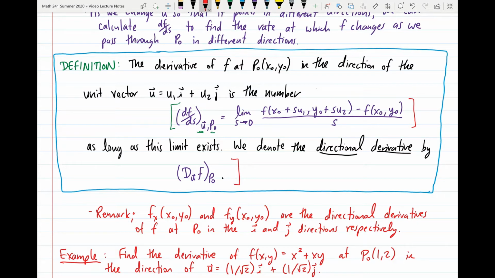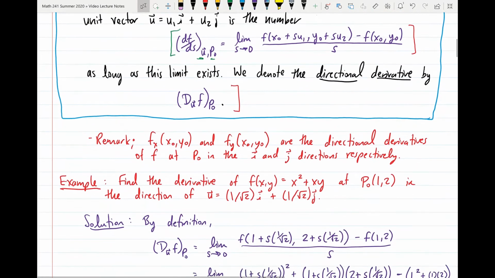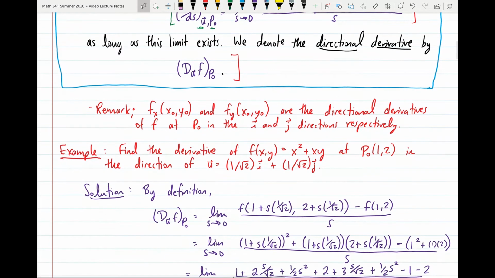So we have a capital D sub u of f and then sub p naught to show that we're evaluating at the point p naught. So here's my first remark. Note that the partial derivative of f with respect to x and the partial derivative of f with respect to y are the directional derivatives of our function f at the point p naught in the i and j directions respectively.